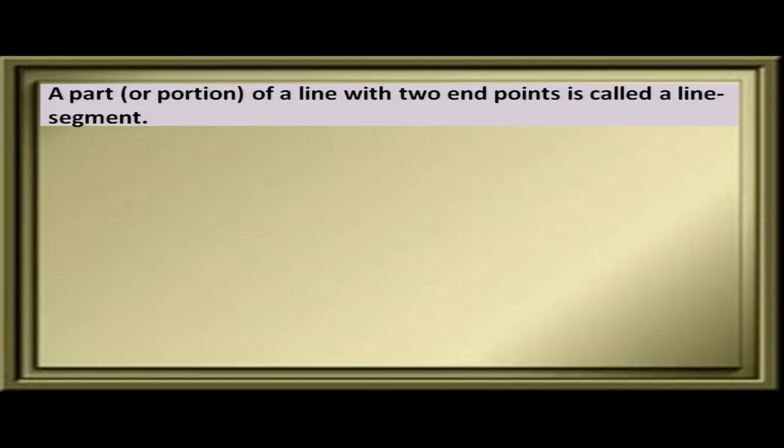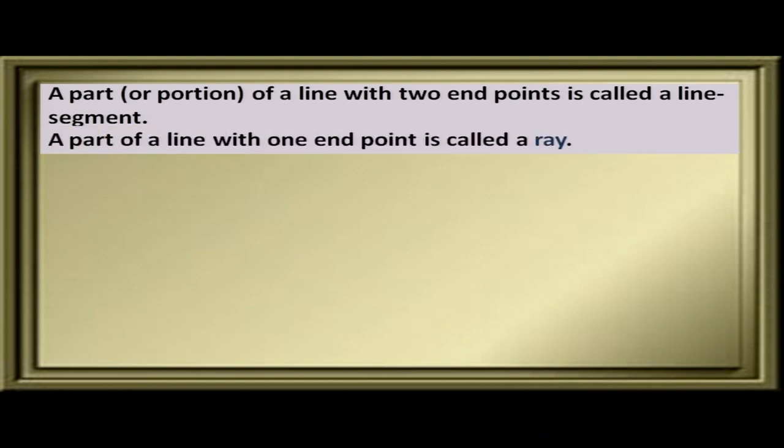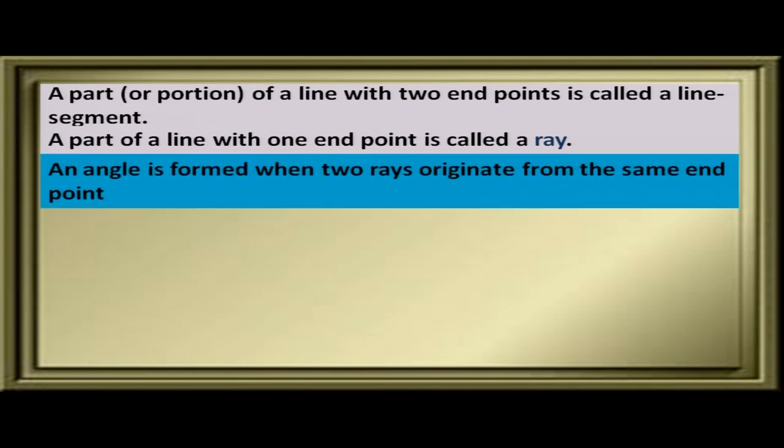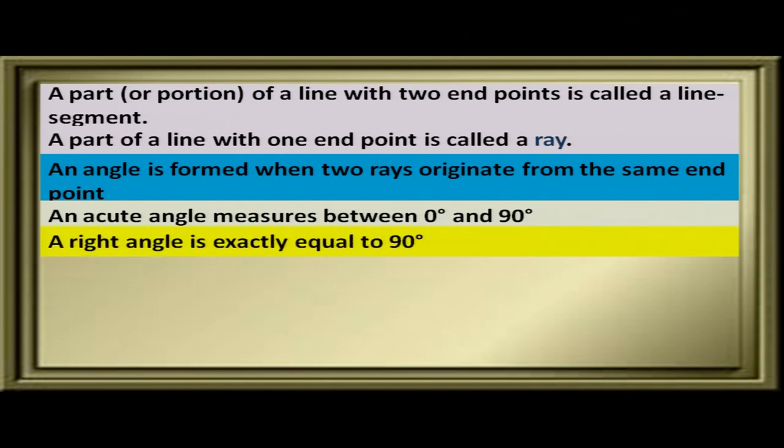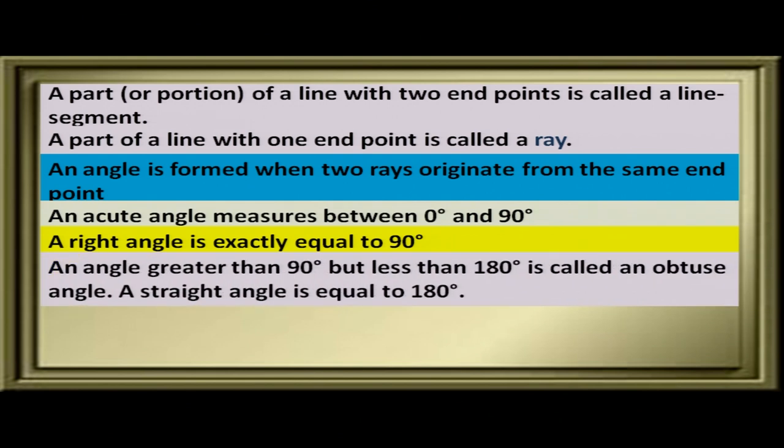A part of a line with two endpoints is called a line segment. A part of a line with one endpoint is called a ray. An angle is formed when two rays originate from the same endpoint. An acute angle measures between 0 degree and 90 degree. A right angle is exactly equal to 90 degree. An angle greater than 90 degree but less than 180 degree is called an obtuse angle.